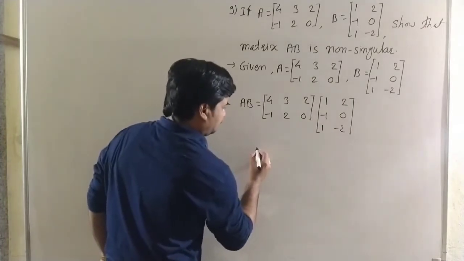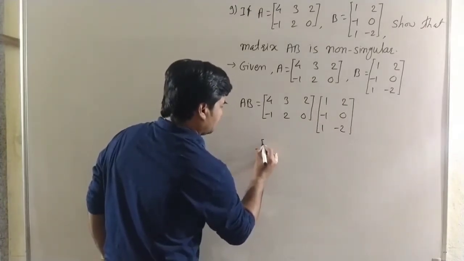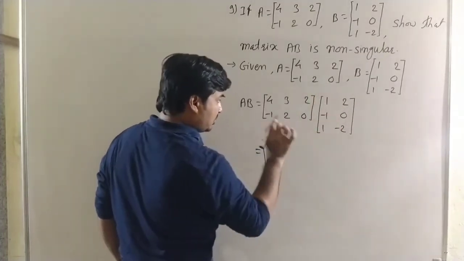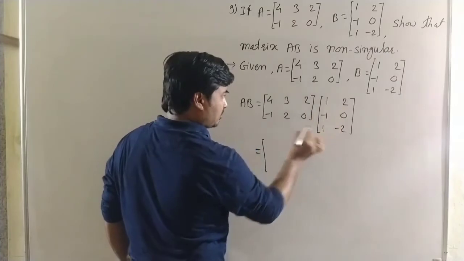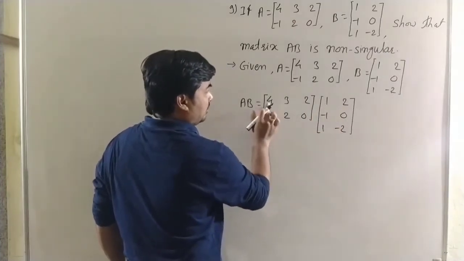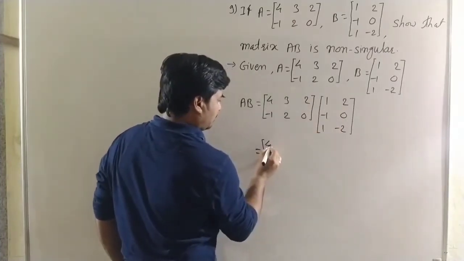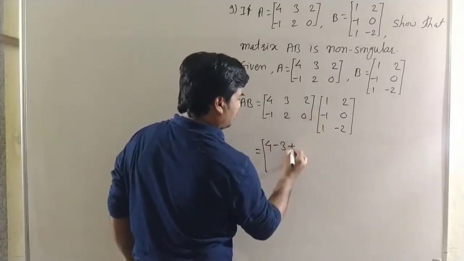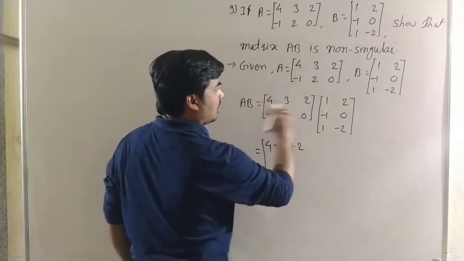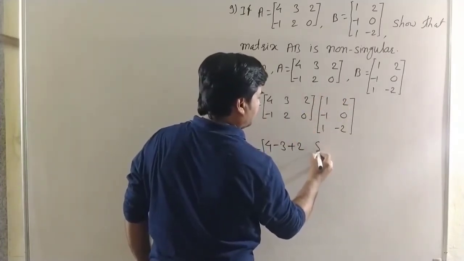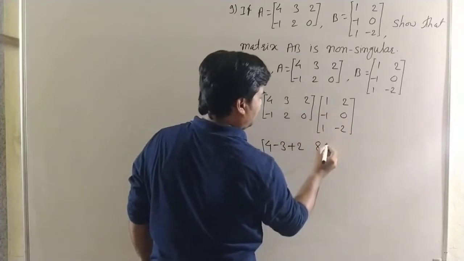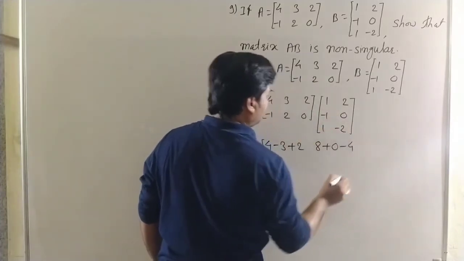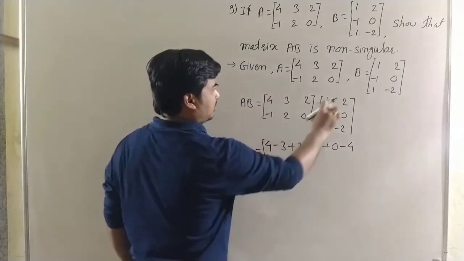Therefore, first row, first column, see carefully, and multiply the corresponding units. 4 into 1, it is 4. 3 into minus 1, it is minus 3, and 2 into 1, it is 2. Okay, that is first row, first column. Now first row, second column, 8, then 3 into 0, it is 0, and 2 into minus 2, it is minus 4.